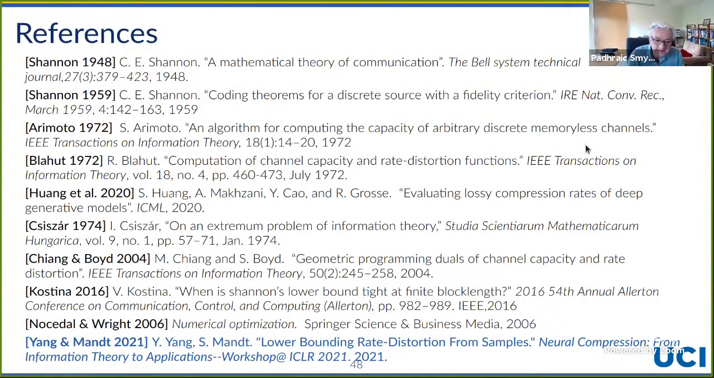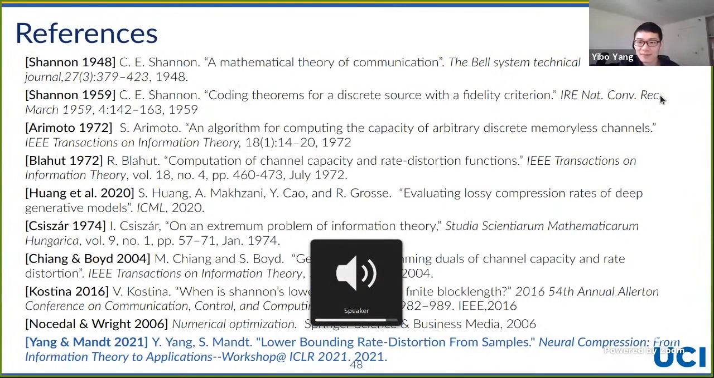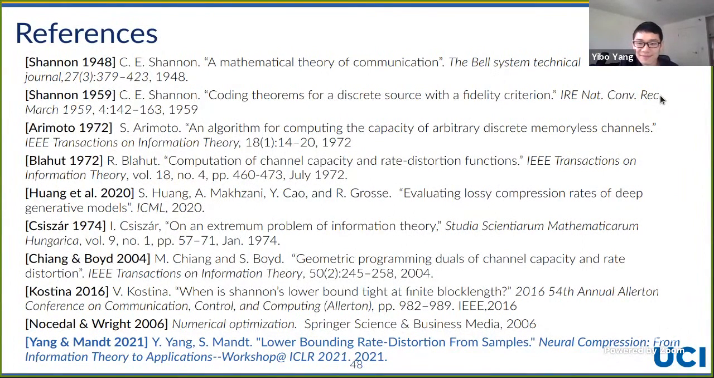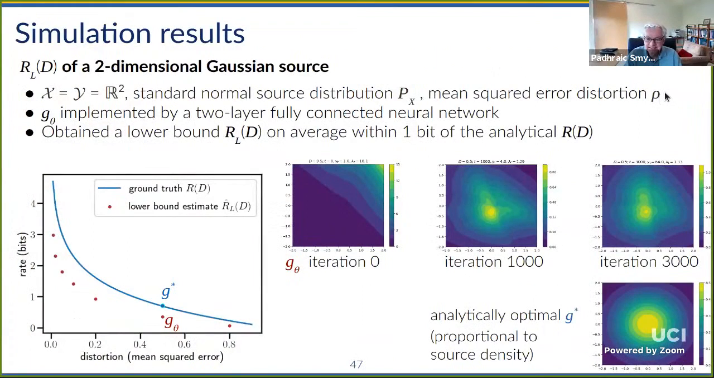So let's thank Yibo for a very interesting talk. I think we have some echo here. This is certainly exciting work combining classical information theory ideas with modern neural networks, and exciting that it's happening here at UCI. Questions from the audience?